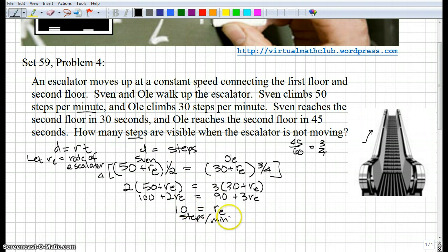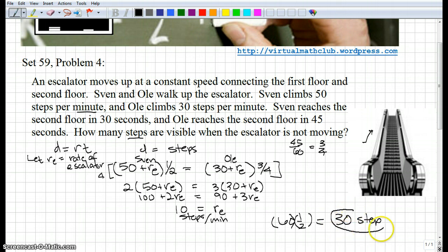Now that we have the rate, we actually have 2 equations for the distance in steps. We could either plug it into (50 plus RE) times a half, or into (30 plus RE) times 3/4. Let's just plug it into the first one. So we'd have 50 plus 10 is 60, times a half. That's 60 times 1/2, so that means we have 30 steps. That's the distance between the first and second floor in steps. So if the escalator were stopped, you should see 30 steps between the first and the second floor.